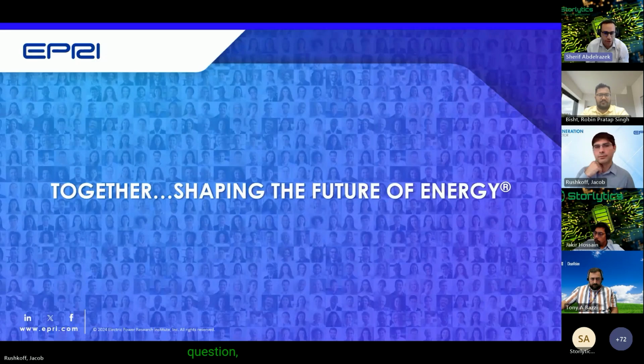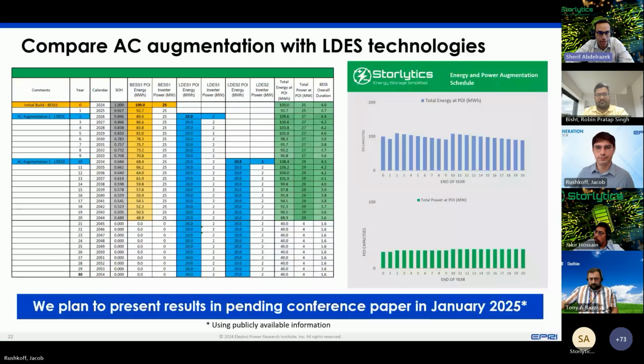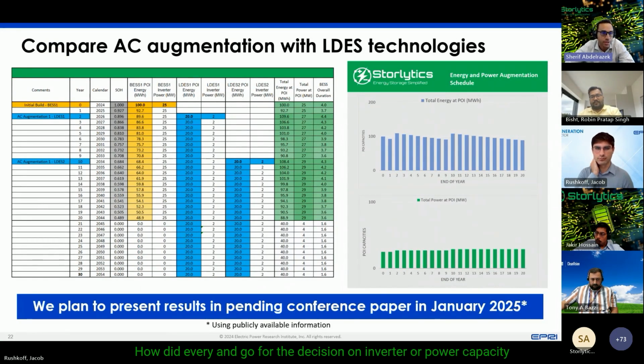Quick question, Jacob, and this one's coming from me. Was there an energy duration requirement at the POI for this project, or was it just an energy requirement? How did EPRI and DTE go about the decision on power capacity augmentation for the system?